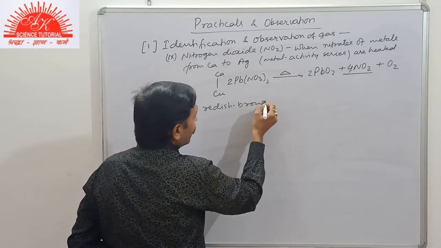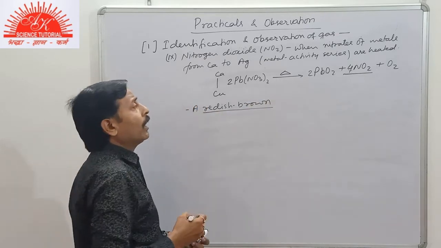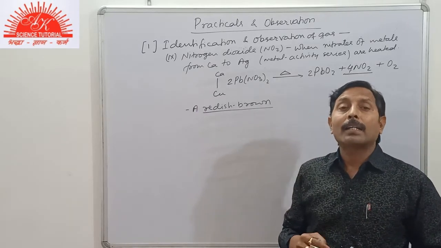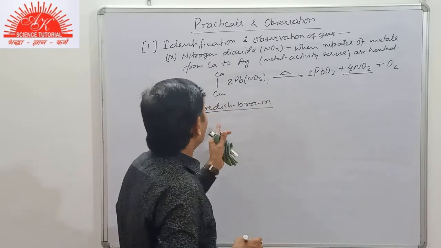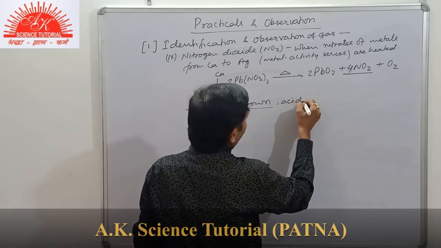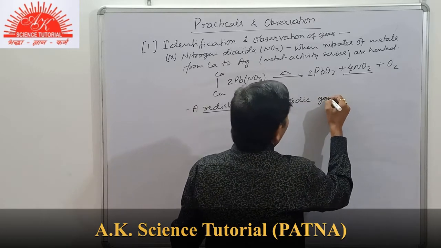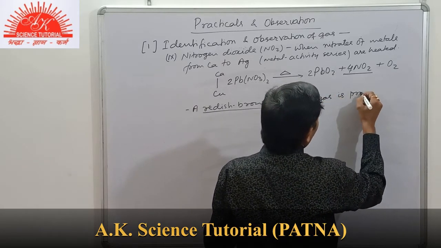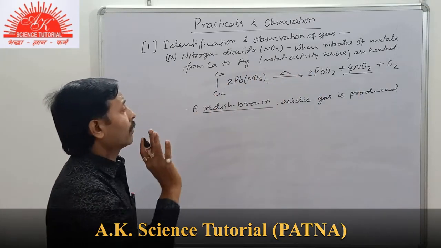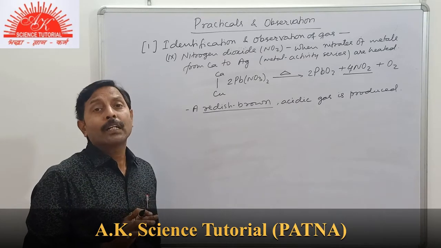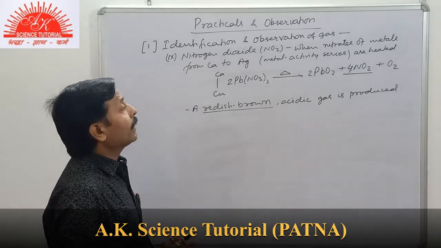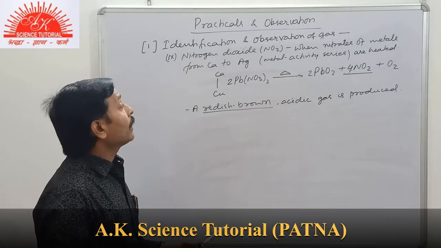So just we have studied here, there are two colored gases which we have to study. One was the chlorine, greenish yellow, and second is reddish brown acidic gas, that is the nitrogen dioxide. Reddish brown acidic gas is produced. Now this is the simple test. You can identify it with its color only. So we have studied these several parts as the gases.